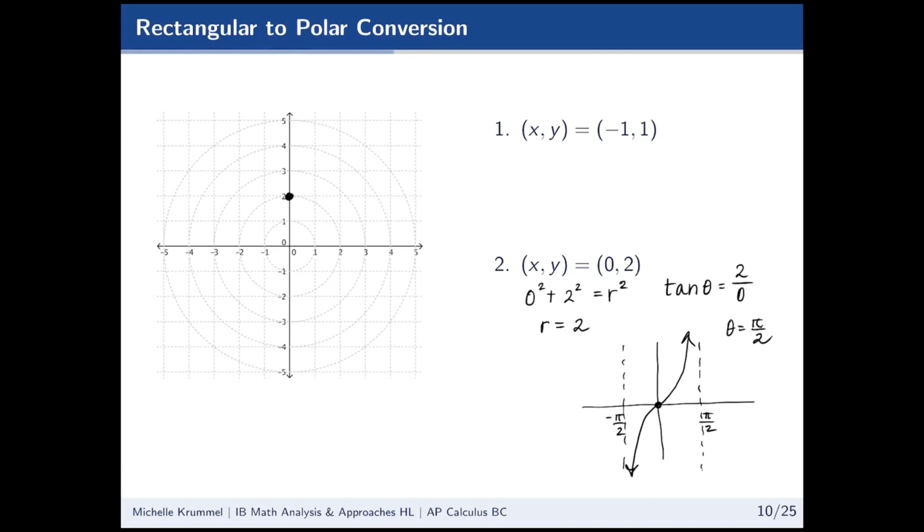If I use pi over 2, then I do want a positive r value. So my r, theta would be 2, pi over 2.